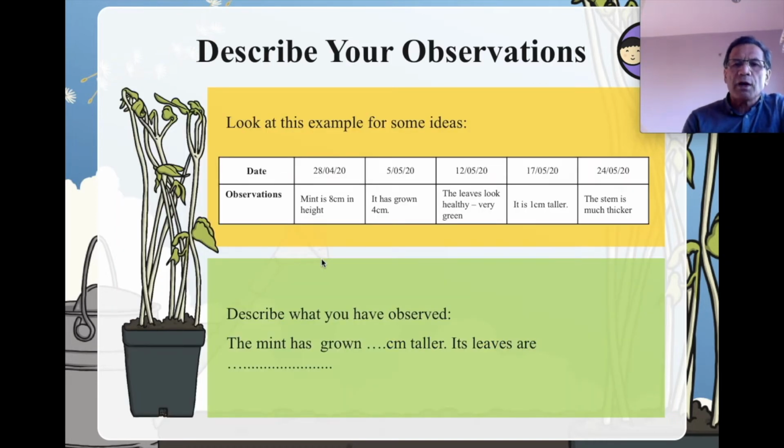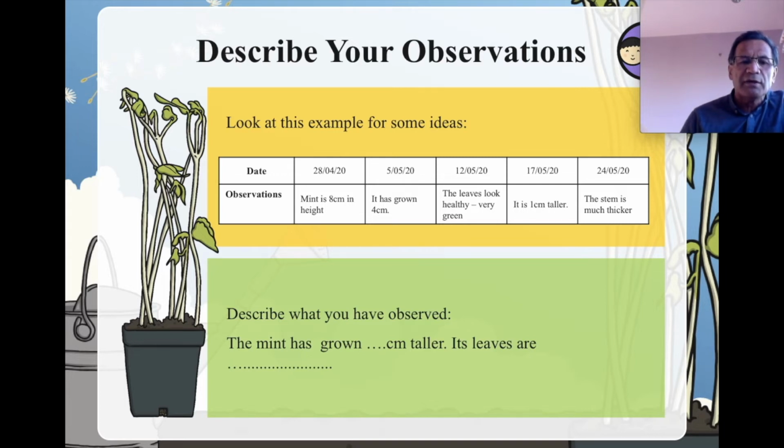Now, if we describe our observations, I've got a record sheet here of the mint. So 28/04/20, the mint is 8 centimeters in height. 5/05/20, it has grown 4 centimeters. So I can hypothesize that the mint's growing because the conditions are just right. Water, air, light, temperature, it's had time to grow, as well as it's got space and it's got nutrients in the soil. So that's how I would describe my observation.